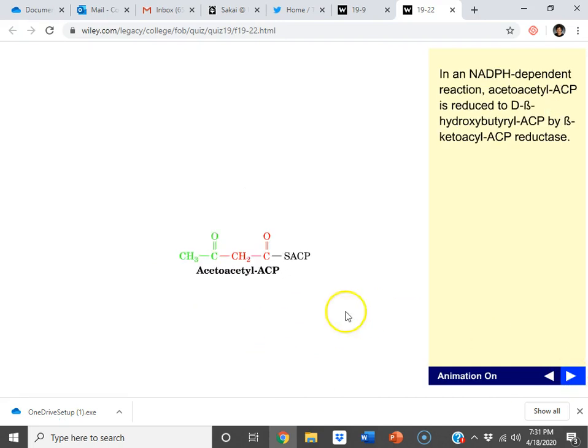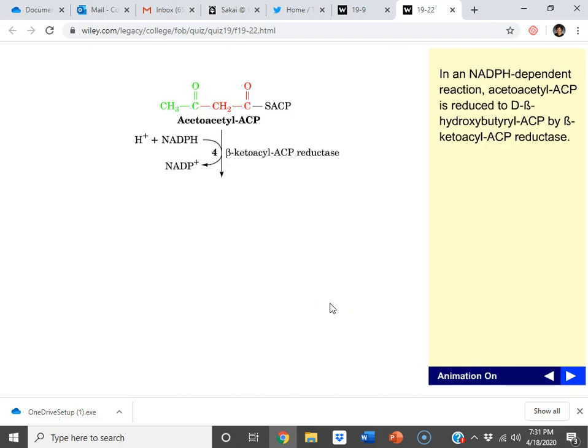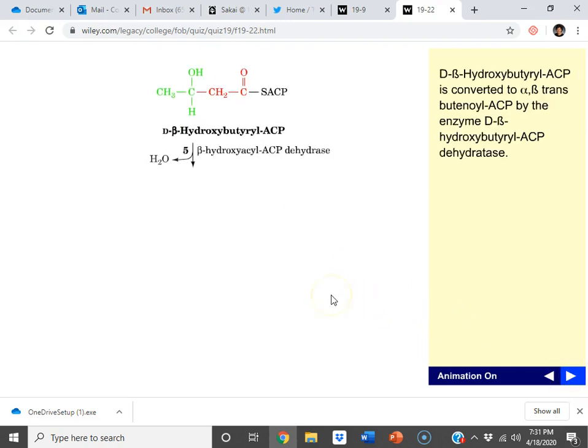So now what? Well, remember, we're making a fatty acid, so everything has to be really reduced. So we're going to use NADPH, and we're going to donate 2 protons to the C double bond O. So we have a hydrogen here and an OH here. And then we are going to do a dehydration. So we'll take off the 2 hydrogens. So we'll have a double bond here.